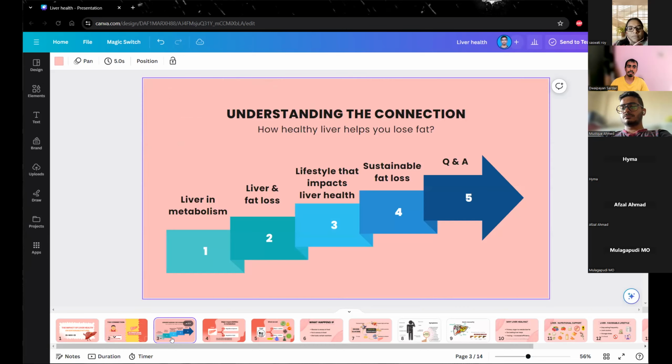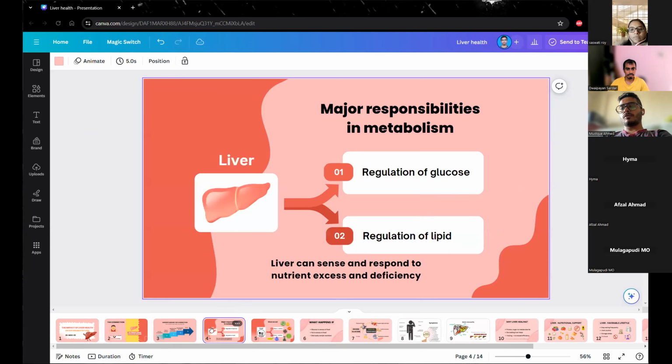So what do we learn here? How the liver is metabolizing food, how the liver is helping in fat loss, what lifestyle can impact liver health negatively, and how can we reverse that sustainably so that our liver becomes healthy for a long term. And also, if you have excess fat in your body, you can lose it. So let's see.